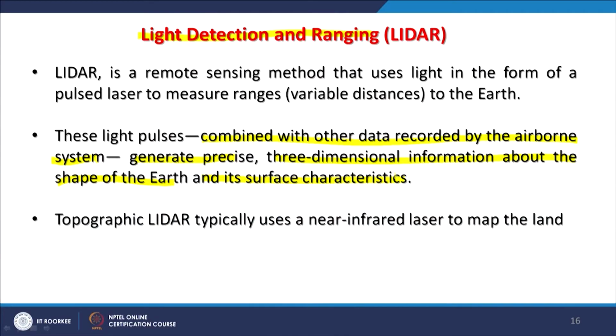Now topographic LiDAR, for generating a digital elevation model, basically uses a near infrared laser to map the land, not really a visible light but a near infrared, because it has to cover a large distance from space to the earth. So it has been found that an infrared laser is better when distance is involved than simple light.